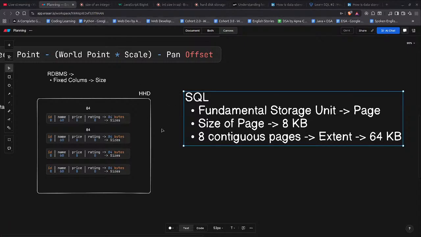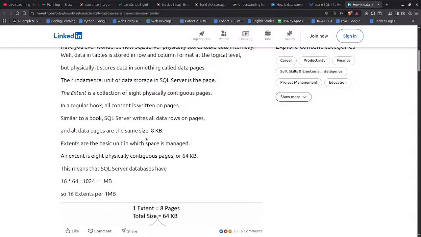What's the next thing here? The next thing is that this means a SQL Server database has 16 into 64, that simply means 1024, that simply means 1 MB. So 16 extents per MB. If we want to know how many extents there are in 1 MB, we simply divide 1 MB, that is 1024 KB, by 64, and we are going to get 16.